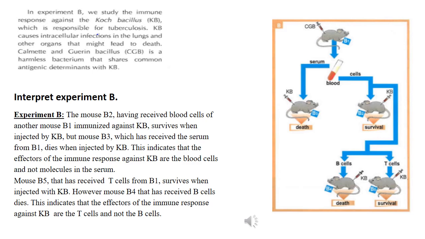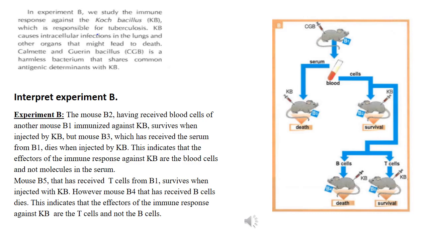Here in experiment B, we study the immune response against the Koch bacillus, which is responsible for tuberculosis. KB causes intracellular infections in the lungs and other organs that might lead to death. C and G Bacillus, CGB, is a harmless bacterium that shares common antigenic determinants with KB. So we can call it weakened KB or killed KB. Okay, look at the experiment and let's do an interpretation.